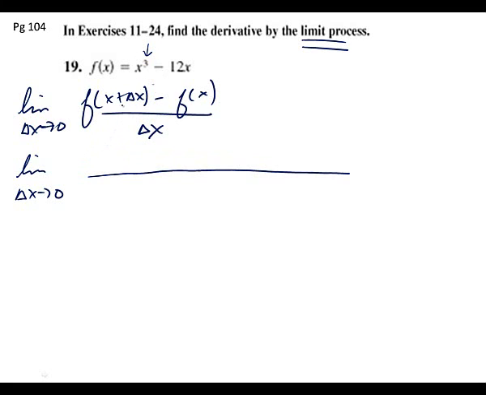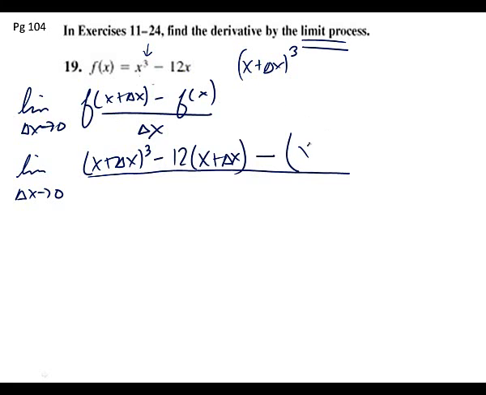Remember what we have to do first is take this thing here and plug it into the cubed, right? X plus delta x cubed. So let's write that out: x plus delta x cubed minus 12 times x plus delta x. So I plug the x plus delta x into the function the way it looks, then I subtract the function the way it looks with the x's in it, all over the delta x. The goal is to cancel this delta x in the bottom, right?